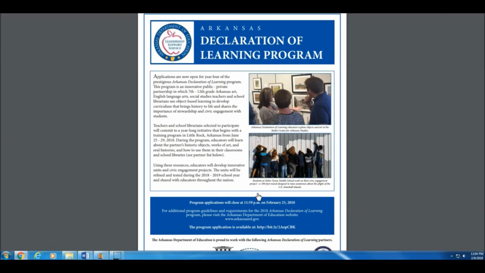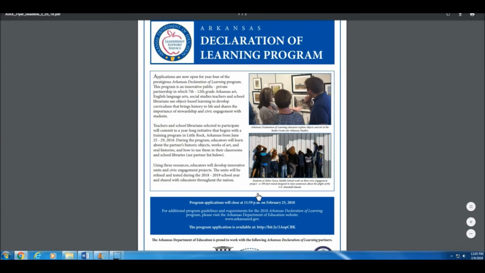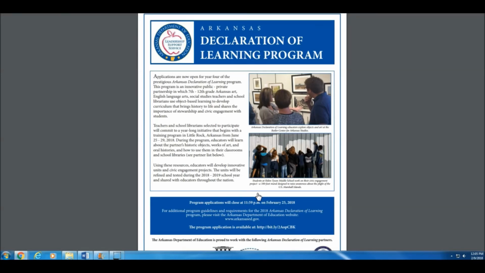So if anyone is interested, the application for this year is February 25th. It has all of the guidelines here, but it is a partnership for 7th through 12th grade Arkansas art, language arts, and social studies teachers, and school librarians to use object-based learning to develop curriculum to bring history to life and share the importance of stewardship and civic engagement with the students.